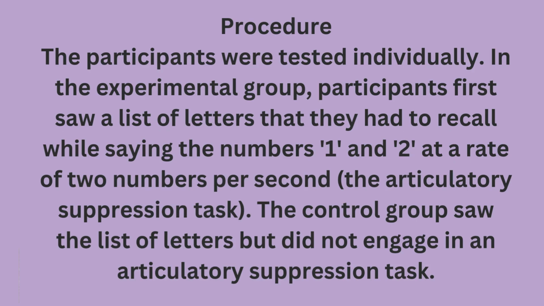So the procedure went like this. The participants were tested individually. In the experimental group, participants first saw a list of letters that they had to recall while saying the numbers 1 and 2 at a rate of 2 numbers per second. That is the articulatory suppression task. The control group saw the list of letters but did not engage in an articulatory suppression task.